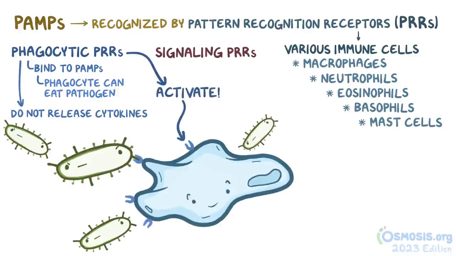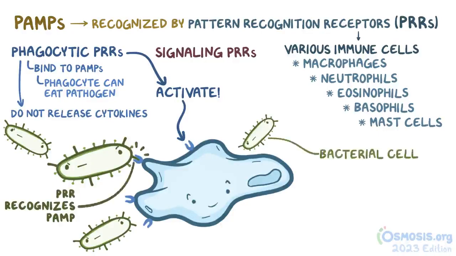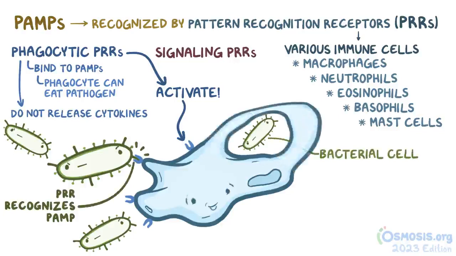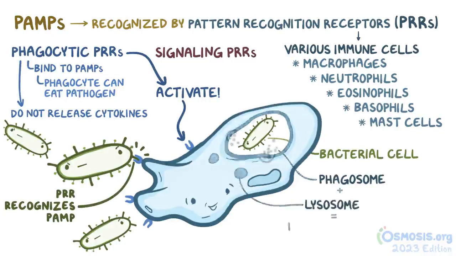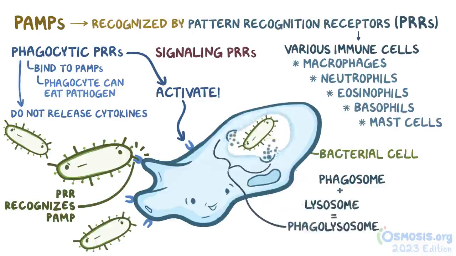the pathogens. Going back to our garbage truck macrophage, let's say that its PRR recognizes a PAMP on a bacterial cell. It'll then swallow up the bacteria and trap it in a vesicle called a phagosome. The phagosome then fuses with another vesicle called the lysosome and forms the phagolysosome. At this point, the phagocyte will undergo a variety of chemical reactions to kill the pathogen.